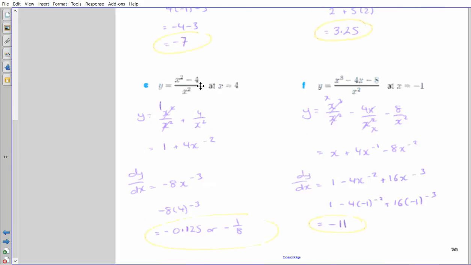This one requires breaking up the numerator first. So break up the numerator in the original function. Notice we're not even doing anything to do with calculus yet. We're just doing the calculus down here later. So y equals, write x squared over x squared minus 4 over x squared. And then I've cancelled down. X squared over x squared just becomes 1. So equals 1 plus, and then flatten this by bringing this up. Plus 4x to the negative 2.